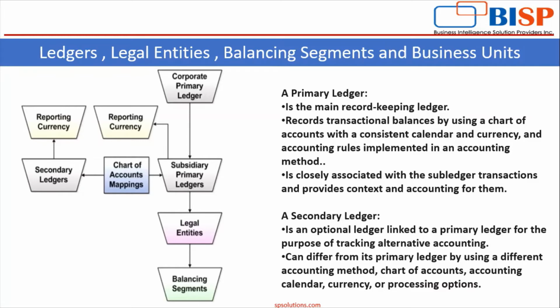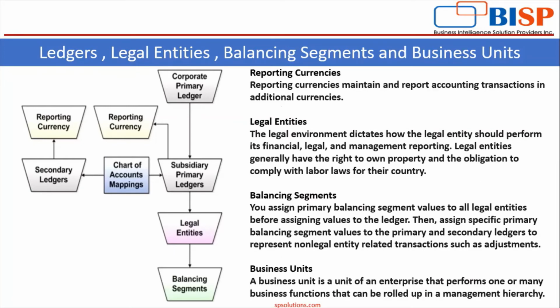A secondary ledger. It is an optional ledger linked to a primary ledger for the purpose of tracking alternative accounting, and it can differ from its primary ledger by using a different accounting method, chart of accounts, accounting calendar, currency, or processing options. Reporting currency. Reporting currencies maintain and report accounting transactions in additional currencies.